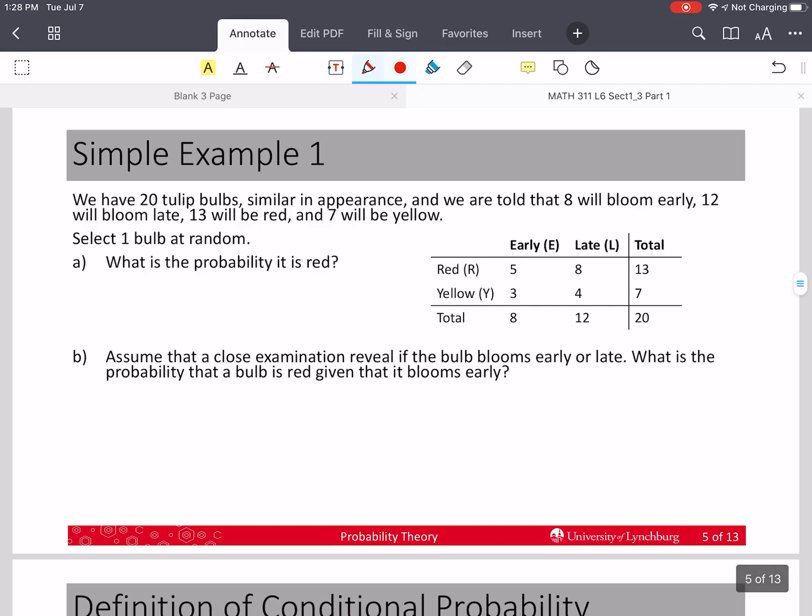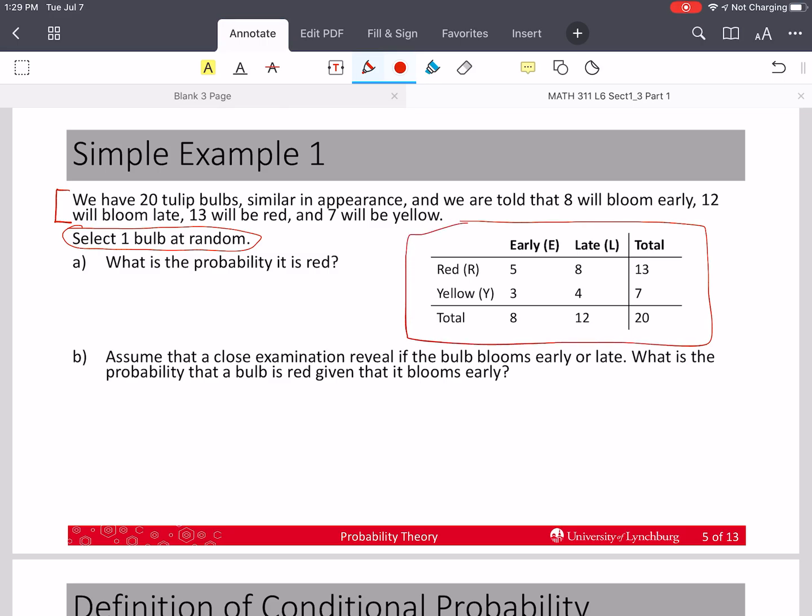We have 20 tulip bulbs. They're similar in appearance, so you can't tell which one's which. And we're told that 8 will bloom early, 12 will bloom late, 13 will be red, and 7 will be yellow. We're going to select one bulb at random, and we want to know what's the probability that it's red. Now, you may only be given this part of the question in words, and you would need to come up with the chart or table here. All right, so please make sure that you can do that.